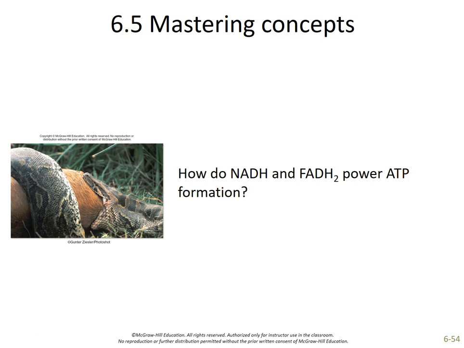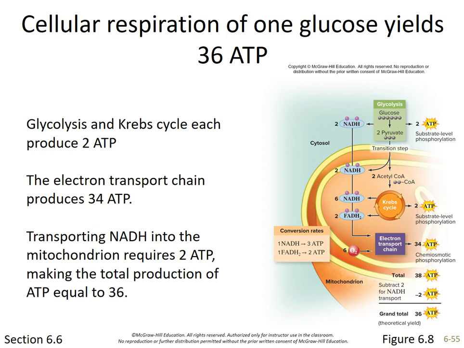So you need to know NADH and FADH2 power ATP formation in the electron transport chain. Okay, cellular respiration of 1 glucose yields 36 ATP. Glycolysis and the Krebs cycle each produce 2 ATP. The electron transport chain produces 34 ATP. Transporting NADH into the mitochondria requires 2 ATP, making the total production of ATP equal to 36.